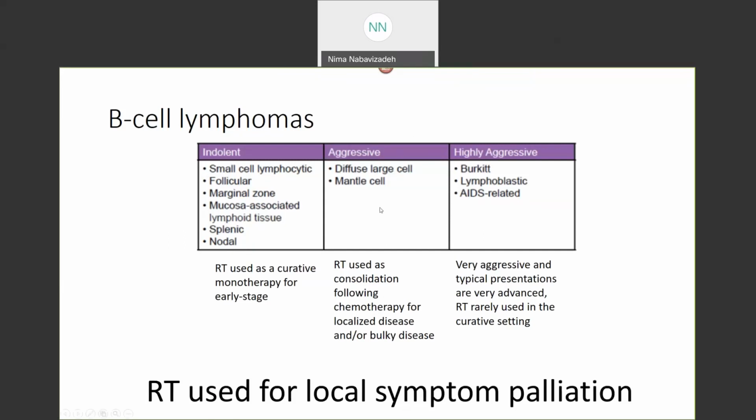Aggressive lymphomas constitute diffuse large B-cell lymphoma, mantle cell lymphoma. In these situations, radiation is used as consolidation following chemotherapy, or for localized disease, or for bulky disease, like we talked about, regardless of stage. And the highly aggressive lymphomas, or the Burkitt lymphomas, lymphoblastic lymphomas, the age-related non-Hodgkin's lymphomas, these are very aggressive, and their typical presentations are very advanced, and RT is rarely used in the curative setting here. And it must be noted that RT is used widely for local symptom palliation.